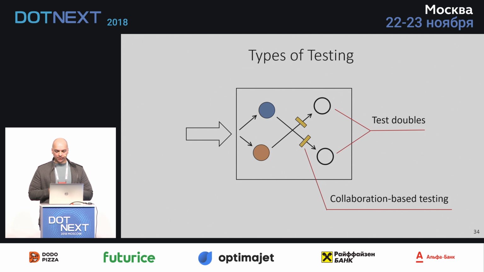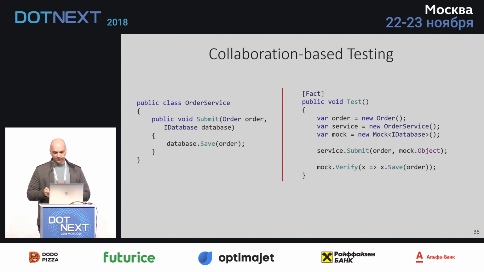All right, and the third type is collaboration-based testing. So here you focus on collaborations between the system under test and its neighbors. You check that the system under test calls correct methods on the collaborators. It does it with correct parameters and in the correct order. And to do that, you usually substitute the collaborators with test doubles, such as, for example, mocks. Here's an example. On the left, there is an order service that submits an order to the database, and on the right, there is a test that verifies this behavior. So it creates an order, mocks the IDatabase interface, and then verifies that the order service calls the save method on this interface.